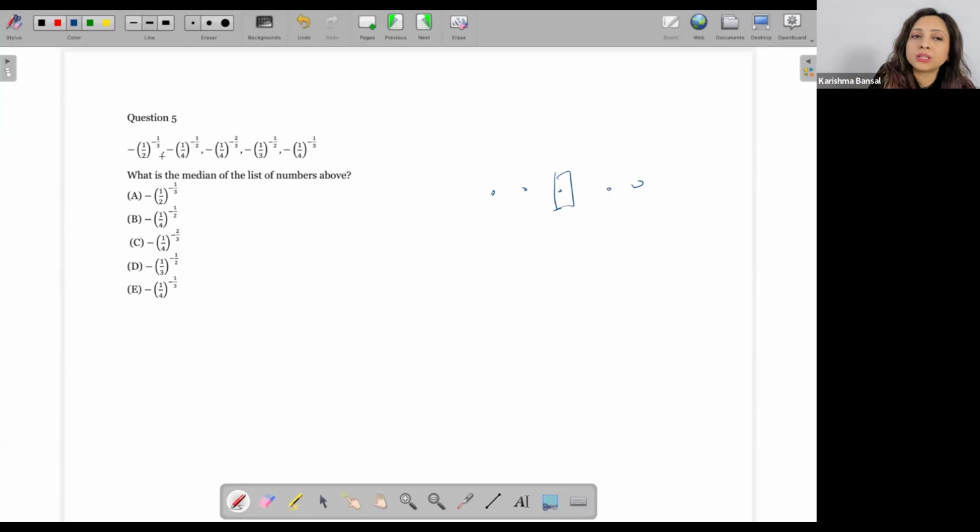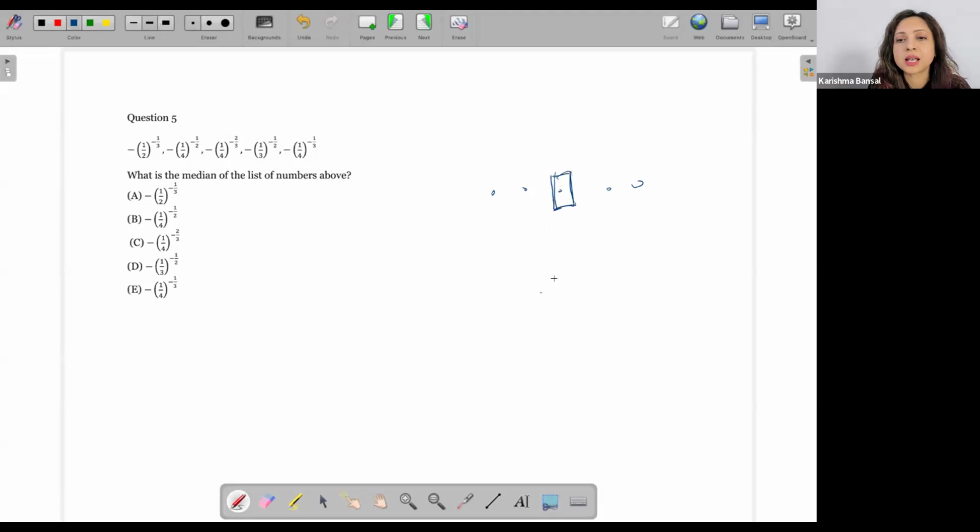Now, I have all these numbers which are negative. Can I just remove all their negatives? It doesn't matter, yeah? Whether I arrange them in increasing or in decreasing order, my median is going to remain the same, right?